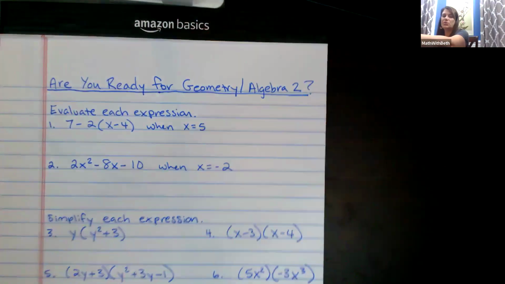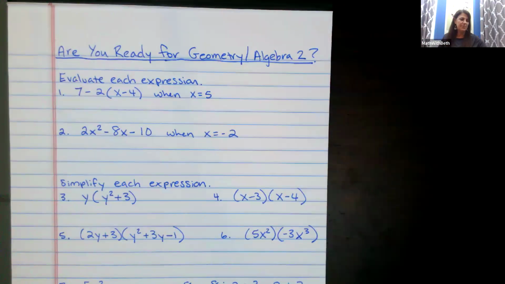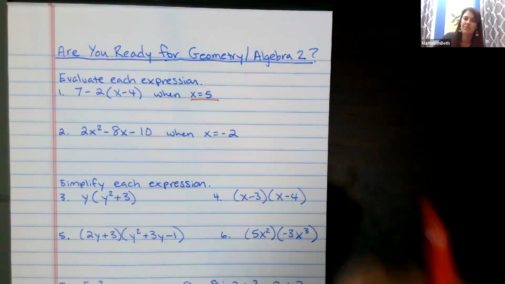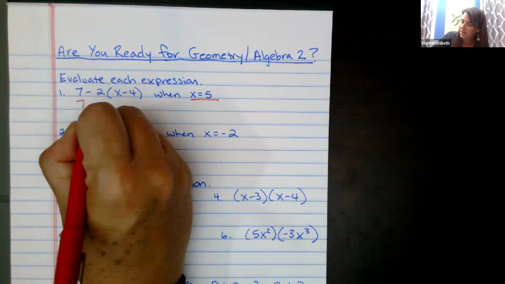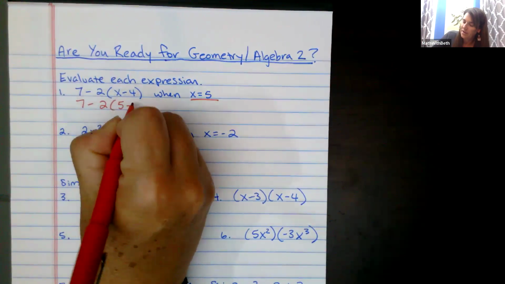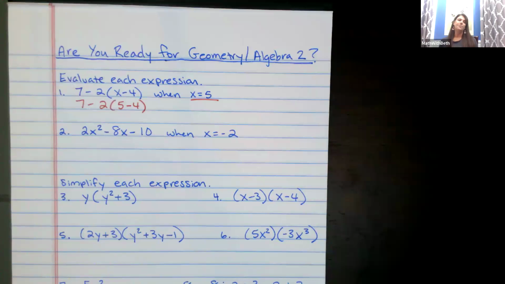What that means is we're going to plug in the value that's been given and then see what we get when we simplify. So for number one, first thing I'm going to do is take this information and plug 5 in for the x. Next thing I'm going to do is follow order of operations.